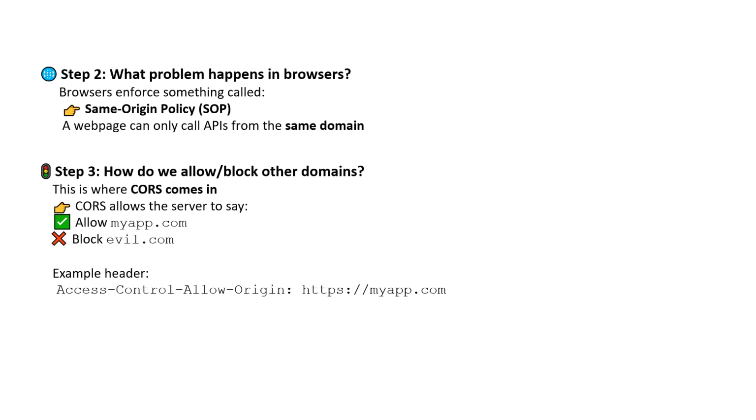So what problem happens in browser? Browsers enforce something called same origin policy, that is SOP. A web page can only call APIs from the same domain. Now how do we allow or block other domains? This is where CORS comes in. CORS allows the server to say allow mynap.app and block evil.com. So in the header we can allow the domain. In this way we can allow the domain we want and block the other domains.